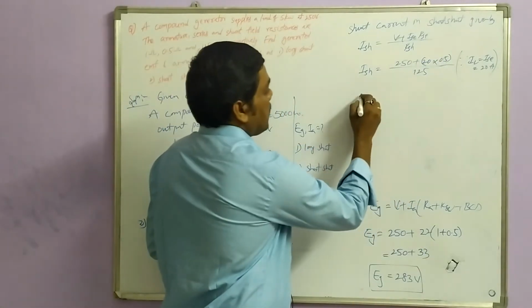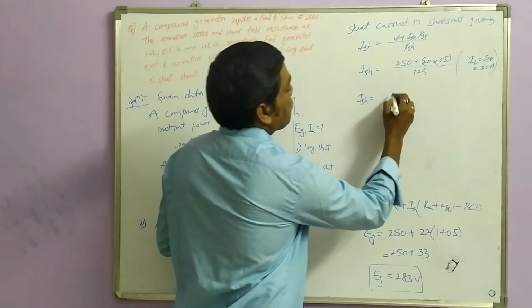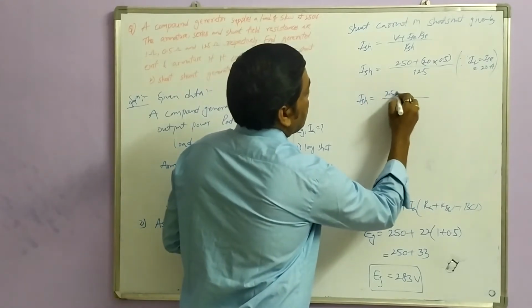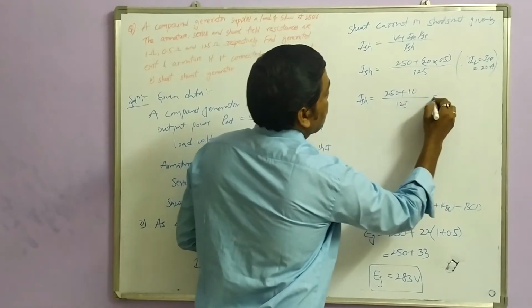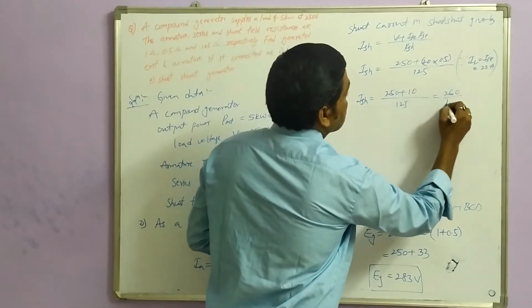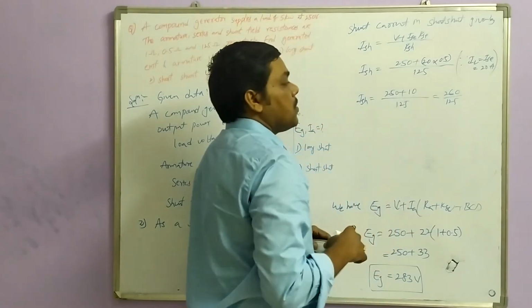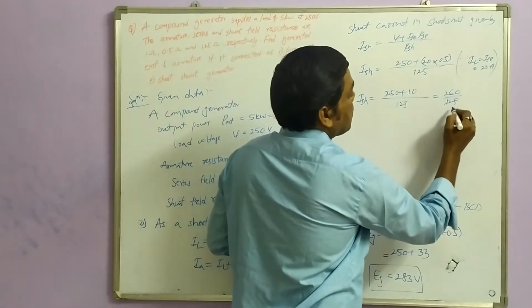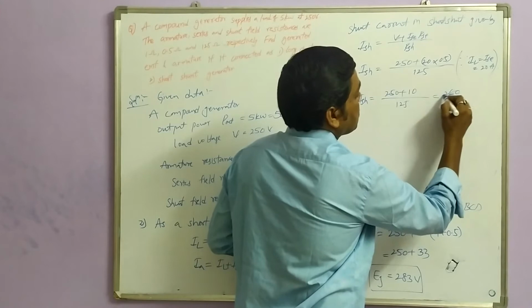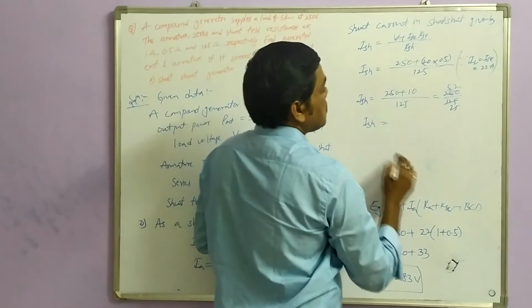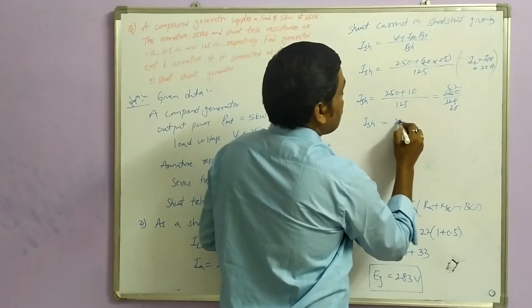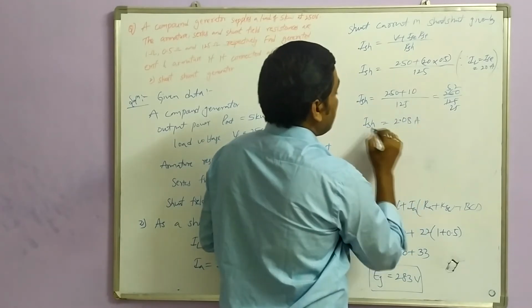Now if you calculate this, 250 plus 20 into 0.5, which is 10, divided by 125, so 260 by 125. Now you get ISH is equal to 2.08 amperes.